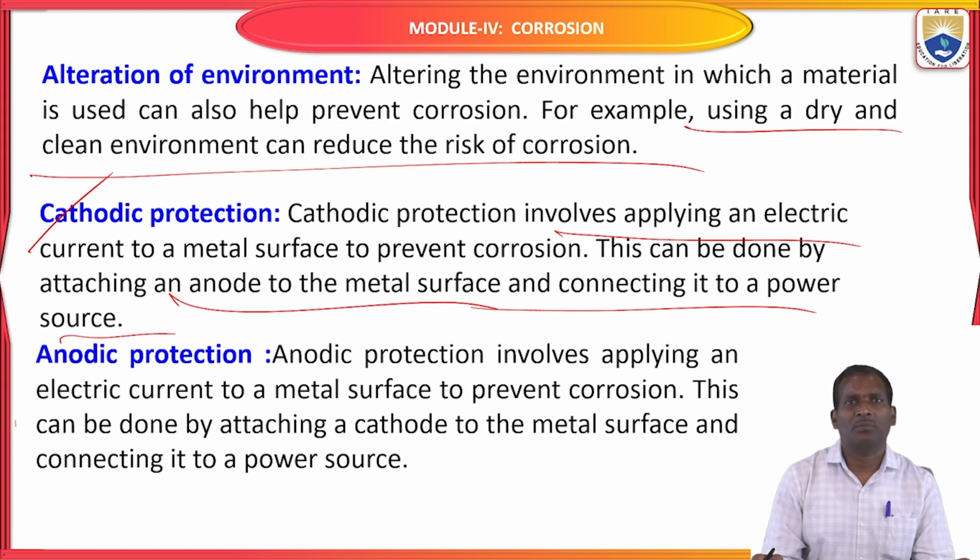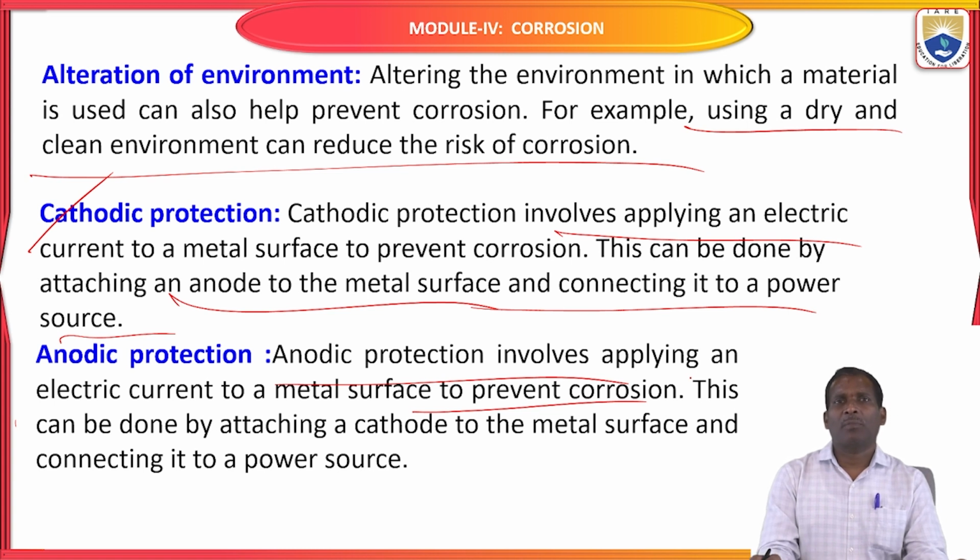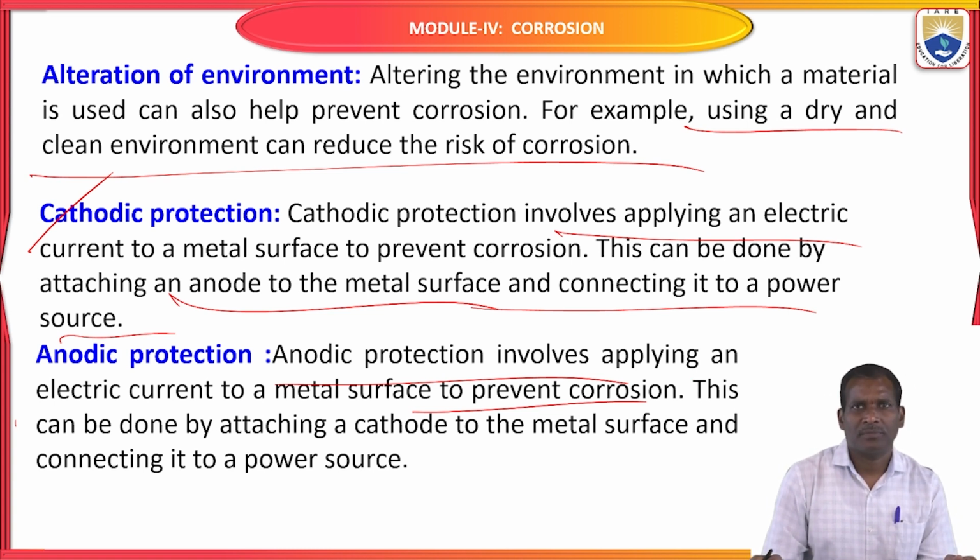Next, anodic protection. Anodic protection involves applying an electric current to a metal surface to prevent corrosion.